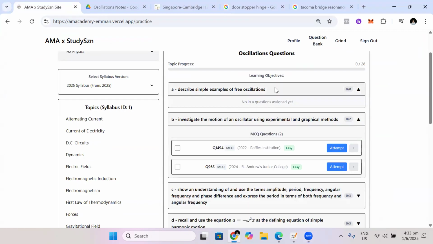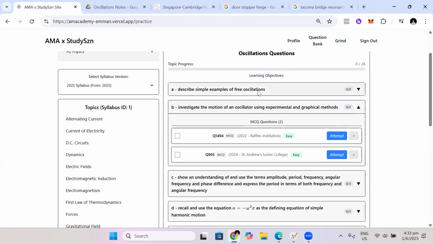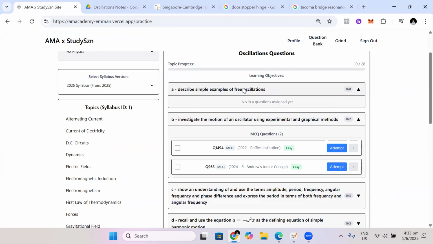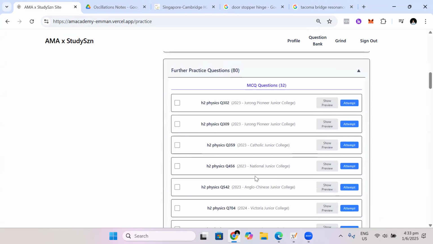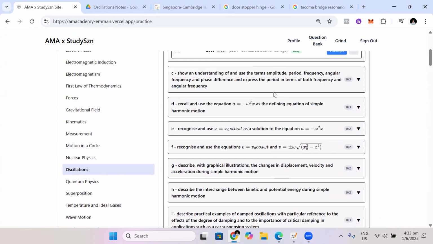There are some questions that aren't tagged to objectives because they're not so granular, so the questions don't test just that one thing. After that, go and do all the questions here. There are plenty more below for extra practice if you need. That's all. See you guys in the extra class soon.